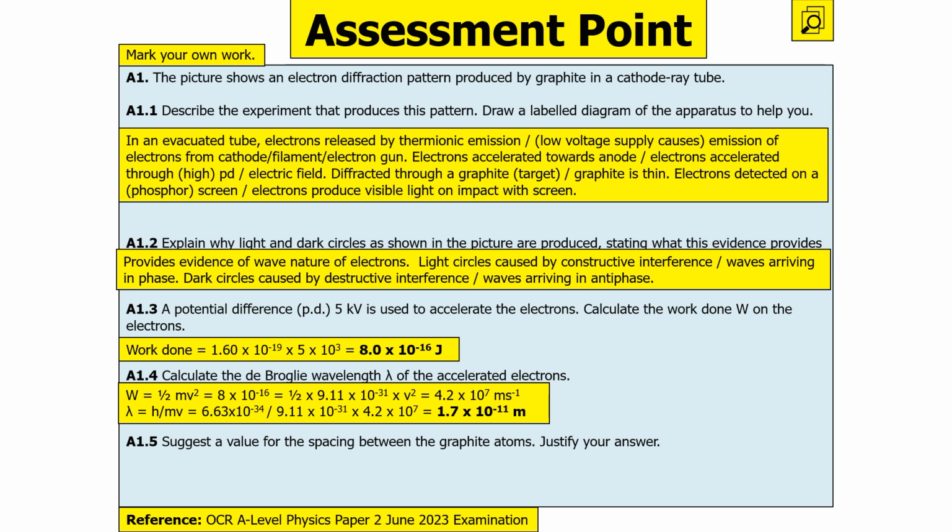So you can work out what the value of v is going to be by doing a half times the mass, which you're given on the equation sheet, times the velocity squared. Work that through to get v, which is 4.2 times 10 to the 7 meters per second.